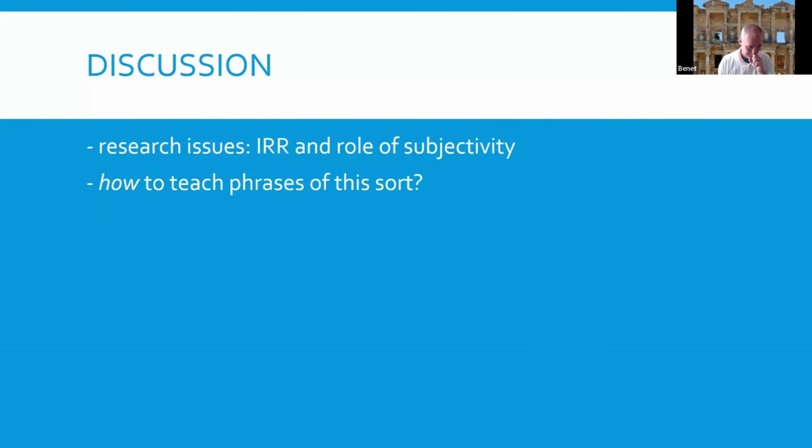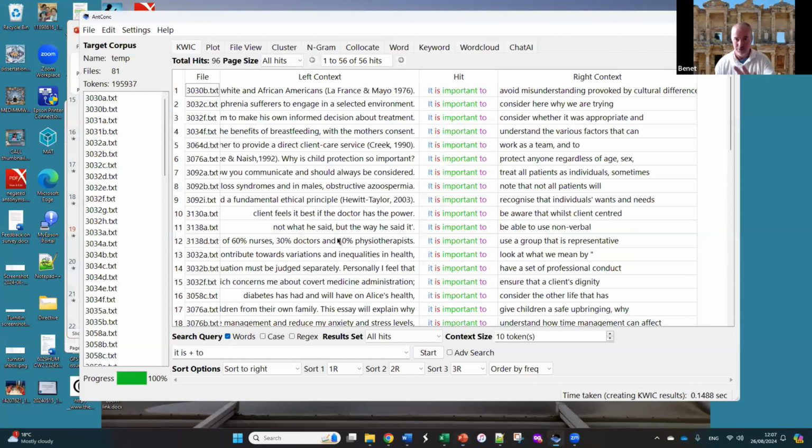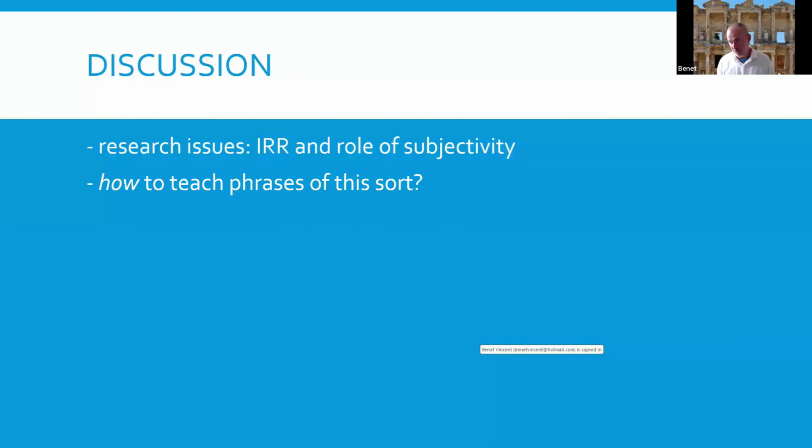The next question that you might want to consider if you're a teacher is how you might teach. Once you've found something, how would you teach phrases of this sort? Your students may not be familiar with AntConc. You might not want them to do it like this. You might have to find a different way of doing it. But in doing so, if you do show them concordance lines or examples, I think you might well be helping them develop a better, deeper understanding of language and how academic language works.